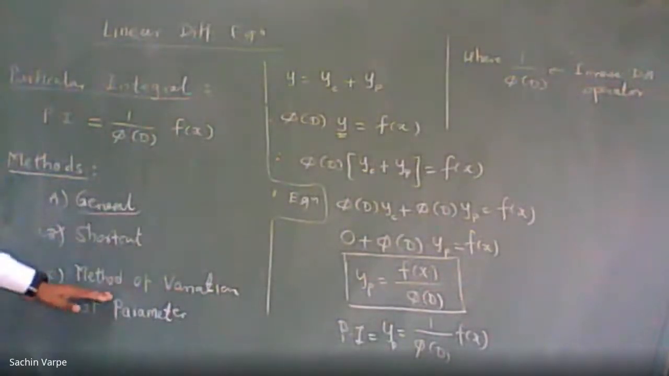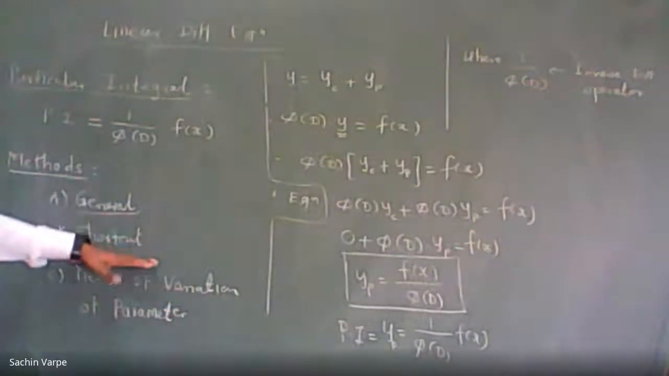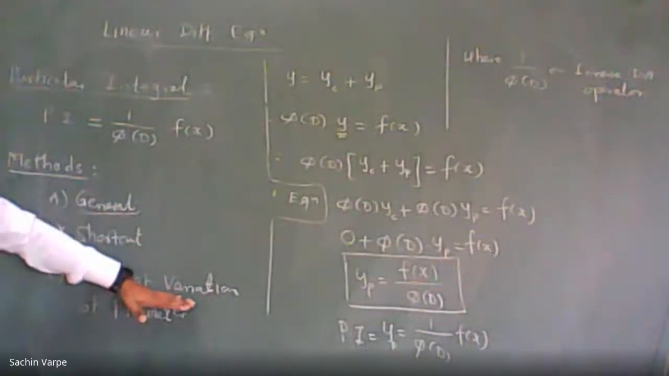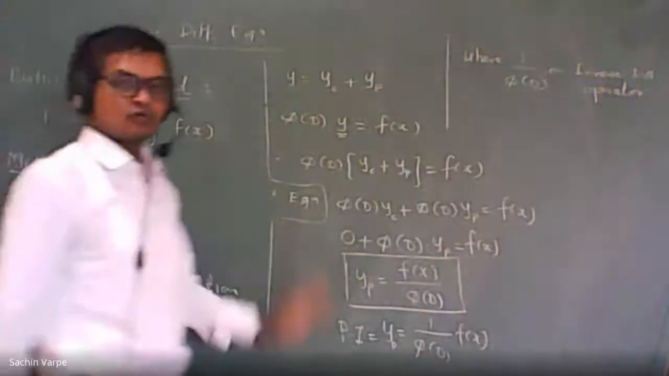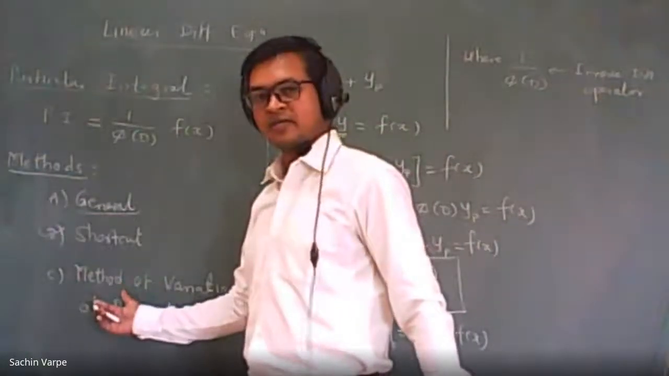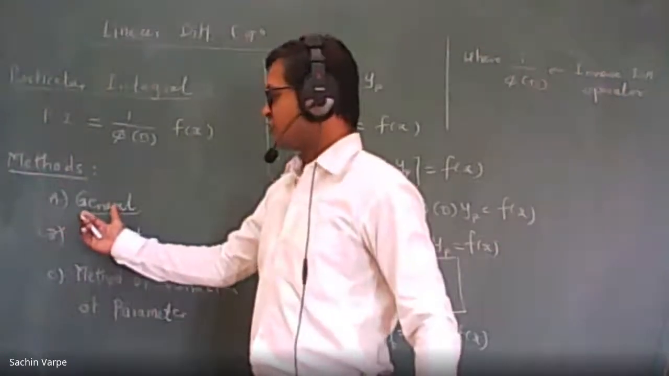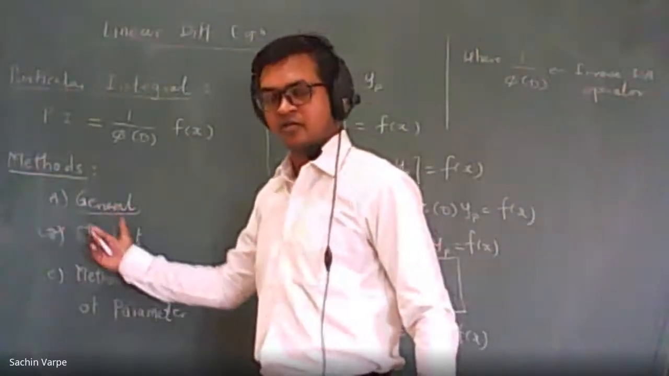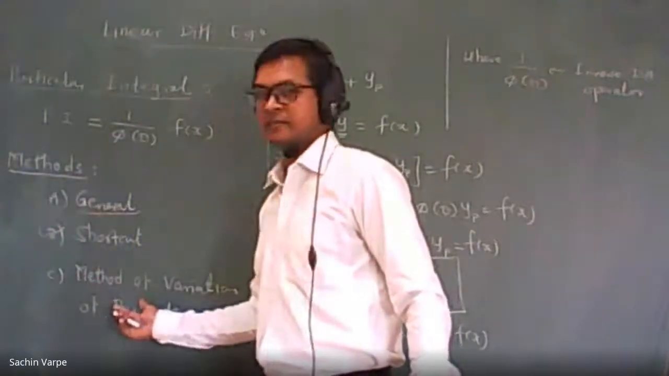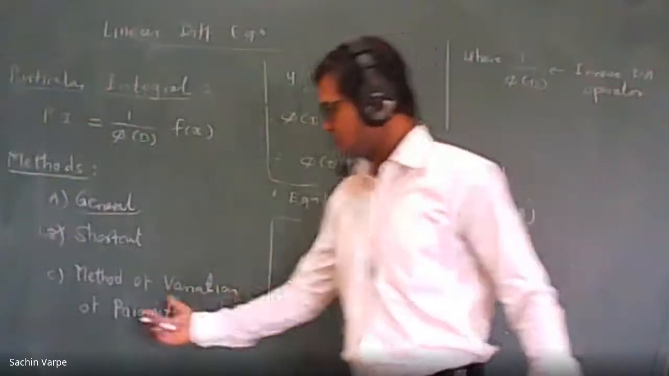And the last is the method of variation of parameter, which is completely different from the general and shortcut methods. This is very, very important, because in the 2015 pattern, this method was asked for 4 marks and compulsory. Though there is an option for general and shortcut, either one could be used, this was compulsory, asked by mentioning the name, solve by method of variation of parameter. So you should know this method.